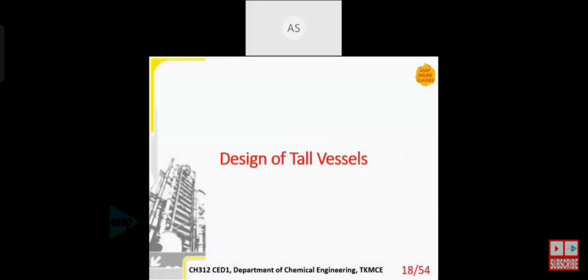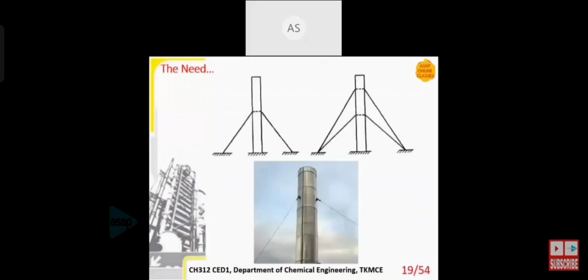Okay, then moving on to the design of tall vessels. First of all, the need. Why should we design a tall vessel? What is the requirement? That is explained with the help of this diagram. If you have a very large or very tall vessel, it must be supported on either side by support rings or guide ropes. These are called guide ropes.